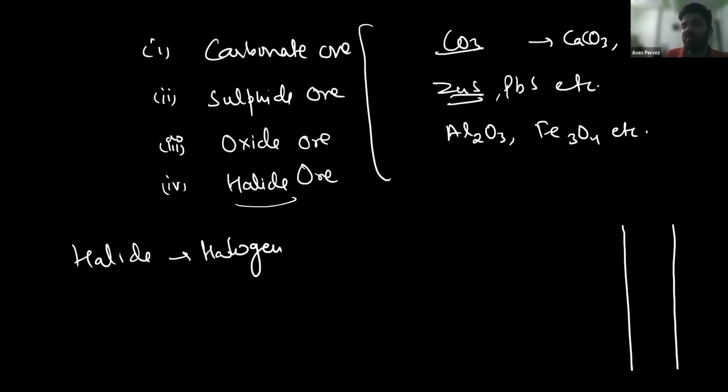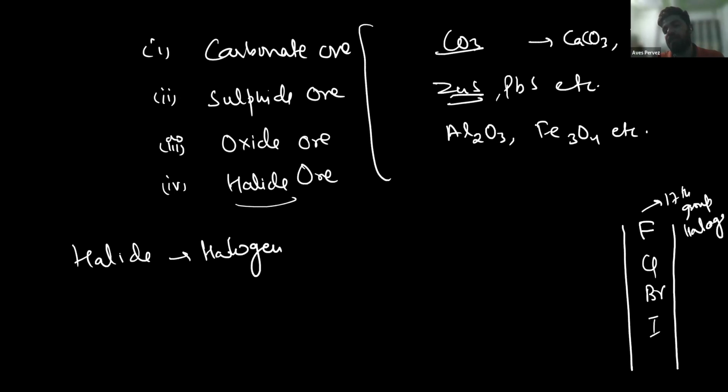Group 17 elements, the periodic table that you have seen somewhere in your book. The periodic table consists of these elements: fluorine, chlorine, bromine, iodine. This is group 17, and this is called halogen. So the 17th group is called halogen.